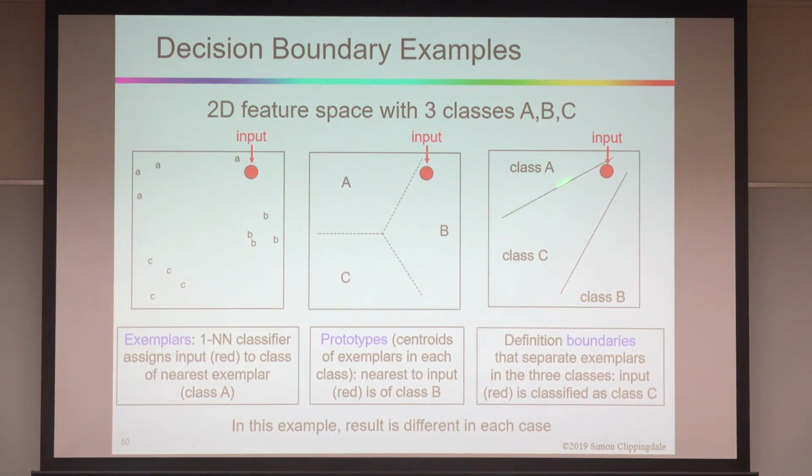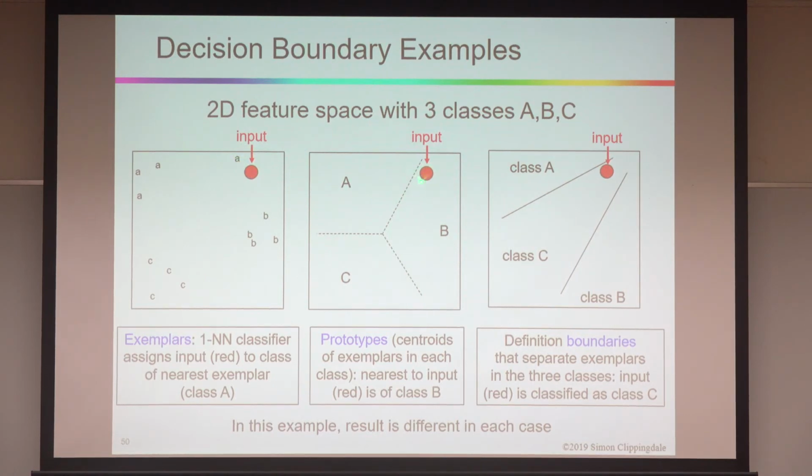Alternatively, you can draw decision boundaries like this that separate all the classes. So all the C's are in this region here, all the B's are in this region here, and all the A's are in this region up here. So this is an example where you might assign nearest neighbor, NN is nearest neighbor. You might assign an input here to the nearest neighbor class, which is A in this case.